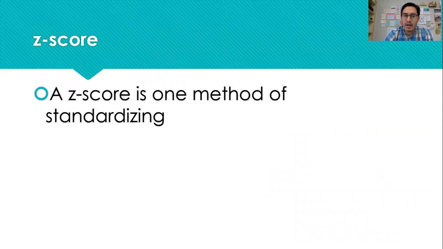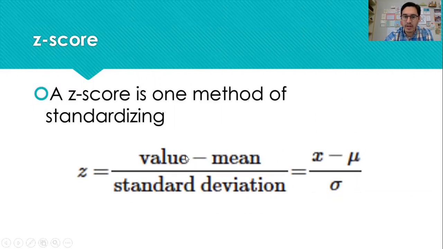The method we have for standardizing is called the z-score, and it's a pretty simple formula. We take the value and subtract the mean. That gives us the difference in whatever the original units are. Then we divide by the size of the standard deviation. Symbolically, we use x to represent the value, mu to represent the mean, and sigma to represent the standard deviation.